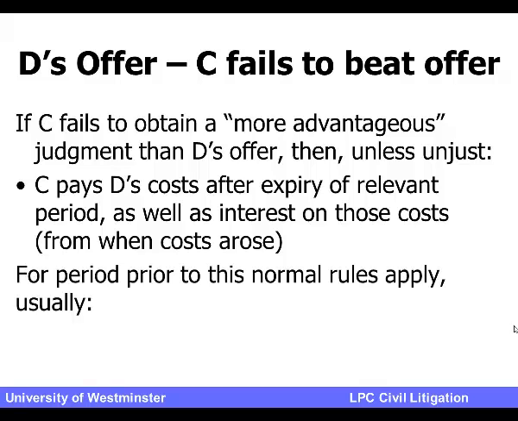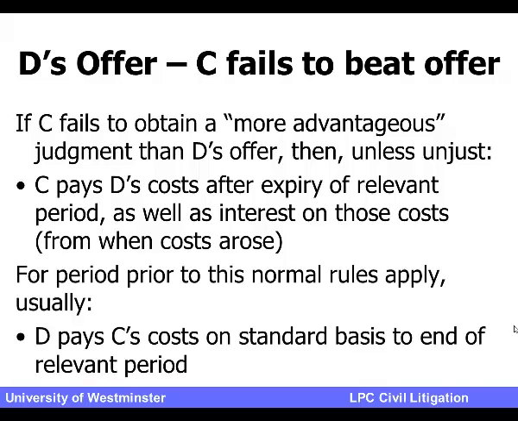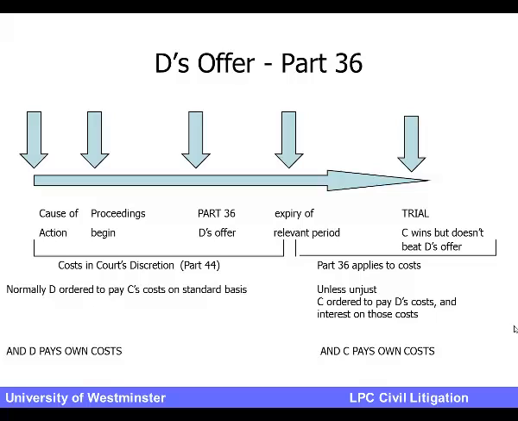For the period prior to this, normal rules apply. So provided C has won something, the defendant will pay the claimant's costs on the standard basis to the end of the relevant period. That is the general exercise of discretion. Putting this diagrammatically, we've got this here. If you want to have a bit more consideration of this, then just pause the tape. Just to say though, the expiry of the relevant period is obviously key here. The relevant period could have expired before proceedings had commenced, in which case, as we've seen, the claimant will be paying the whole of the costs of the proceedings, even though they ultimately win something.